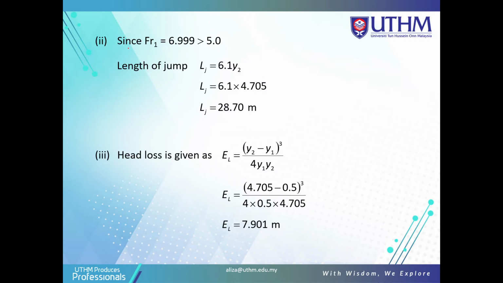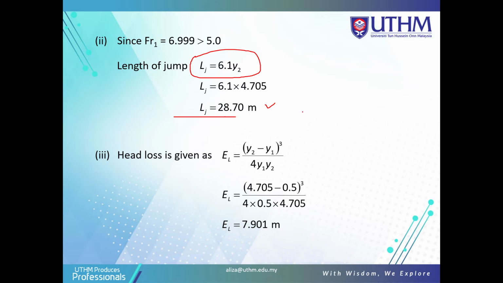Now we look at the length of jump. We have the Froude number now, and 6.999 is more than 5, so we use this formula to get the length of jump: 6.1 times y2. The y2 is 4.705, so you get the length of jump as 28.7 meters.